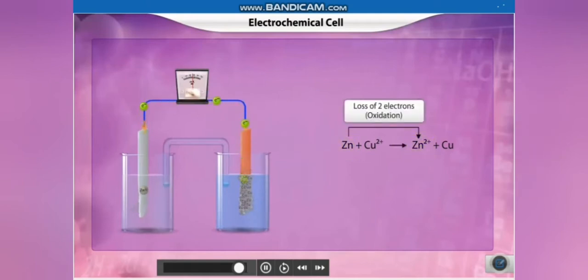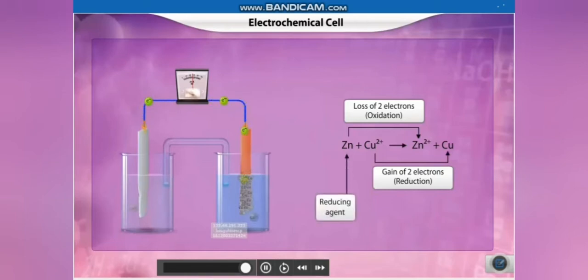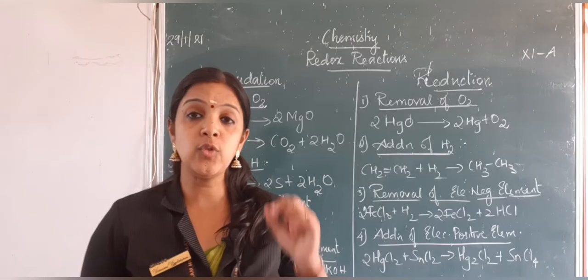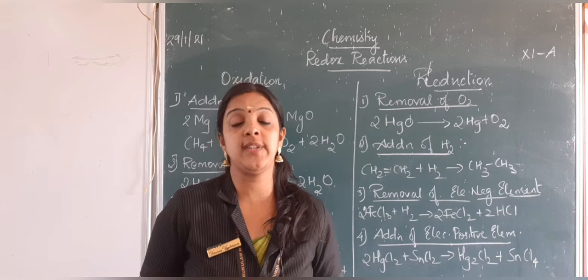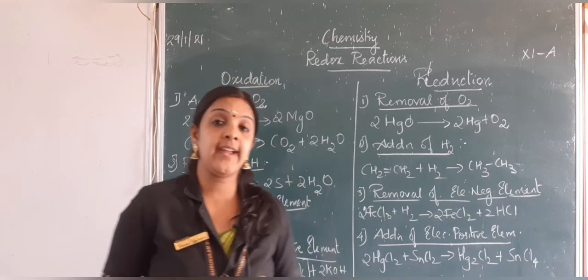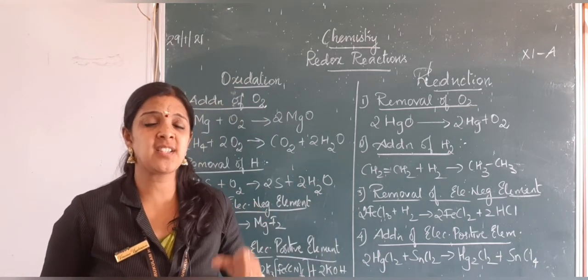So here zinc loses electrons to get itself oxidized, so it undergoes oxidation, and Cu2+ gains 2 electrons and gets itself reduced to copper atom, thereby reduction occurs. Zinc getting oxidized acts as a reducing agent, and Cu2+ in the solution getting reduced acts as an oxidizing agent. Those examples you can go through in your textbook right from the first page, and we will get back to the exact definition.